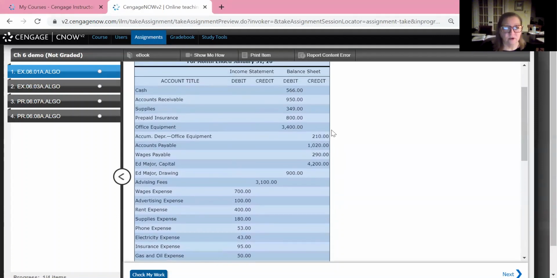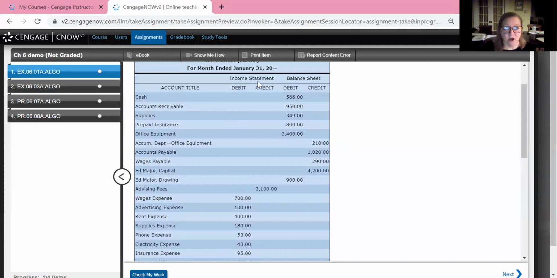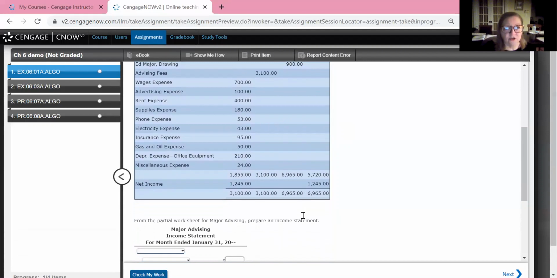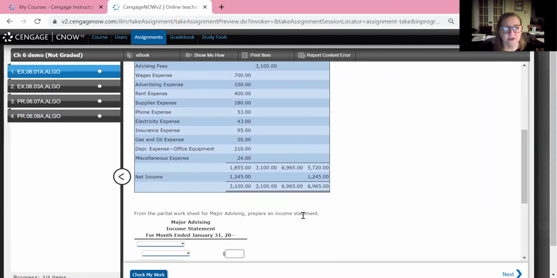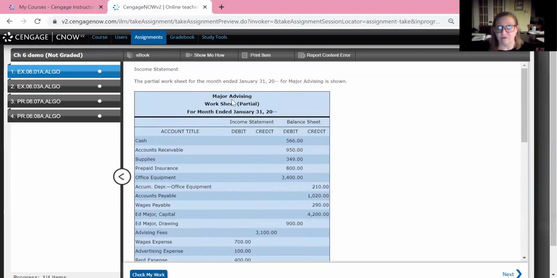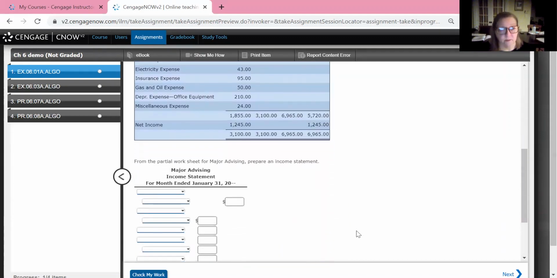So we'll see how we scroll it. The income statement columns are these two right here. So we can scroll all past these balance sheet accounts and just go to this advising fee. And so we're going to pull from this trial balance the numbers we need to complete the income statement. They've already got it headed up. We could have done this if they needed us to, but we put the company name, we put the income statement, and then we put for the month ended January 31st, 20 whatever, and we would have gotten that from the top of our worksheet. It's going to say the period of time, and it's always for a period of time because it's an income statement.